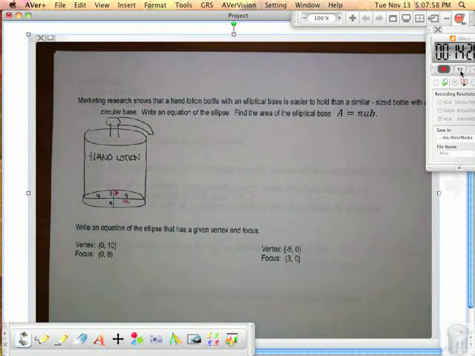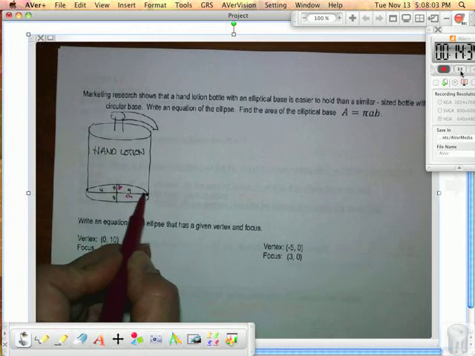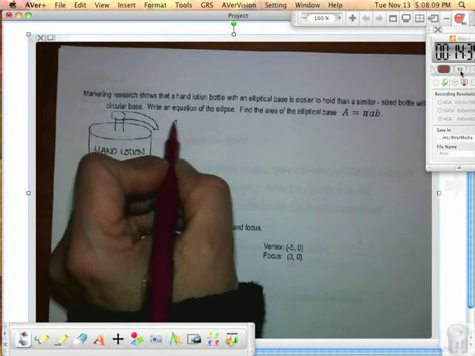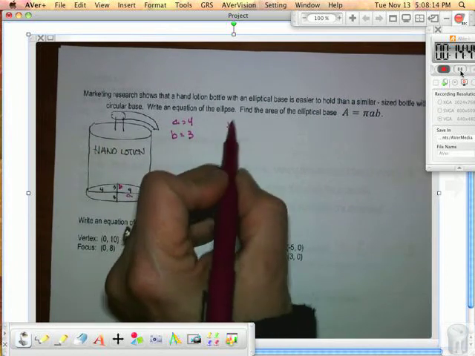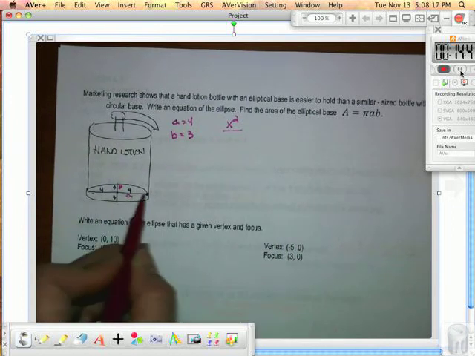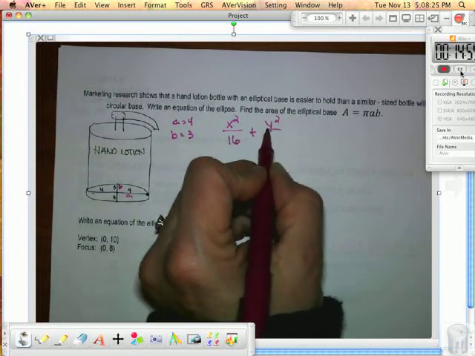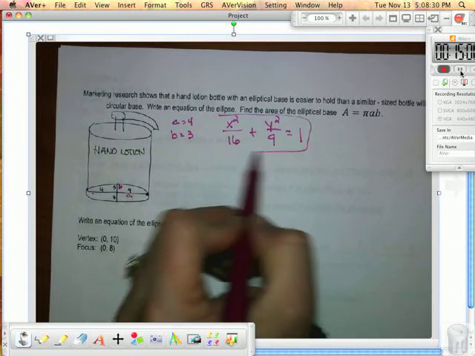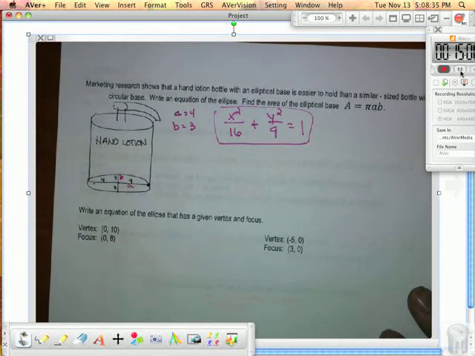So A is like the distance here from the center to the end, which is 4. We would write this point here as 4, 0. So we know that this distance is 4. Okay? So A is 4 and B is 3. So I'm going to write the A underneath the x squared, because it's a horizontal ellipse and the x-axis is longer. So then 4 squared is 16. 3 squared is 9. There's the equation of the ellipse. It's a pretty nifty drawing, isn't it? I freehanded that.